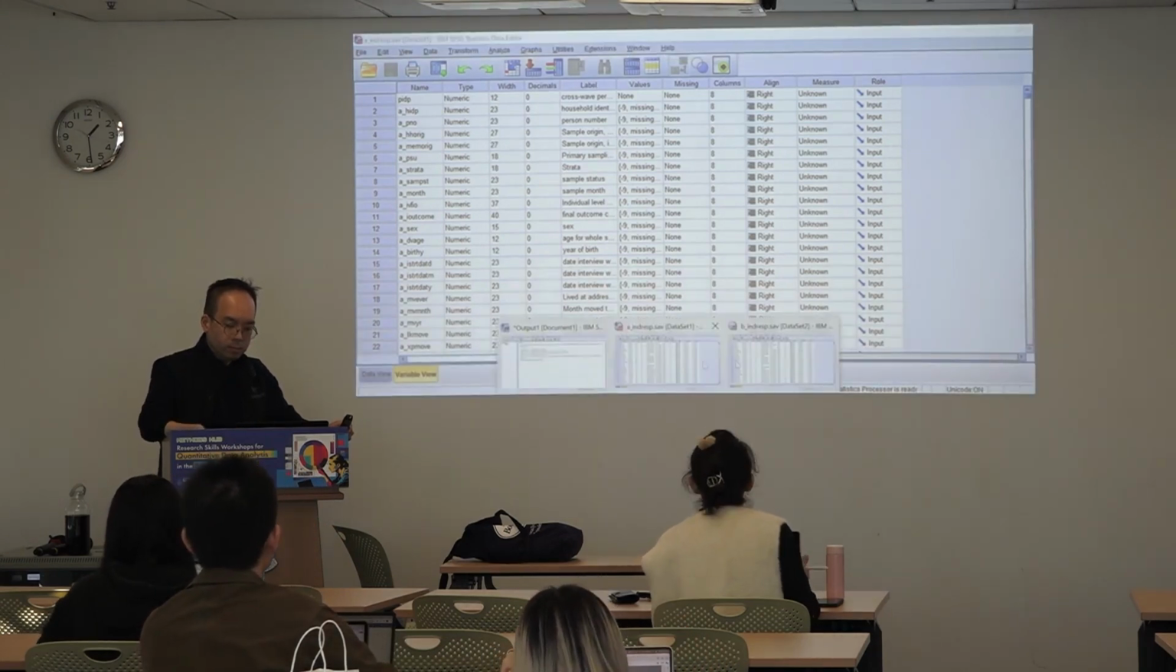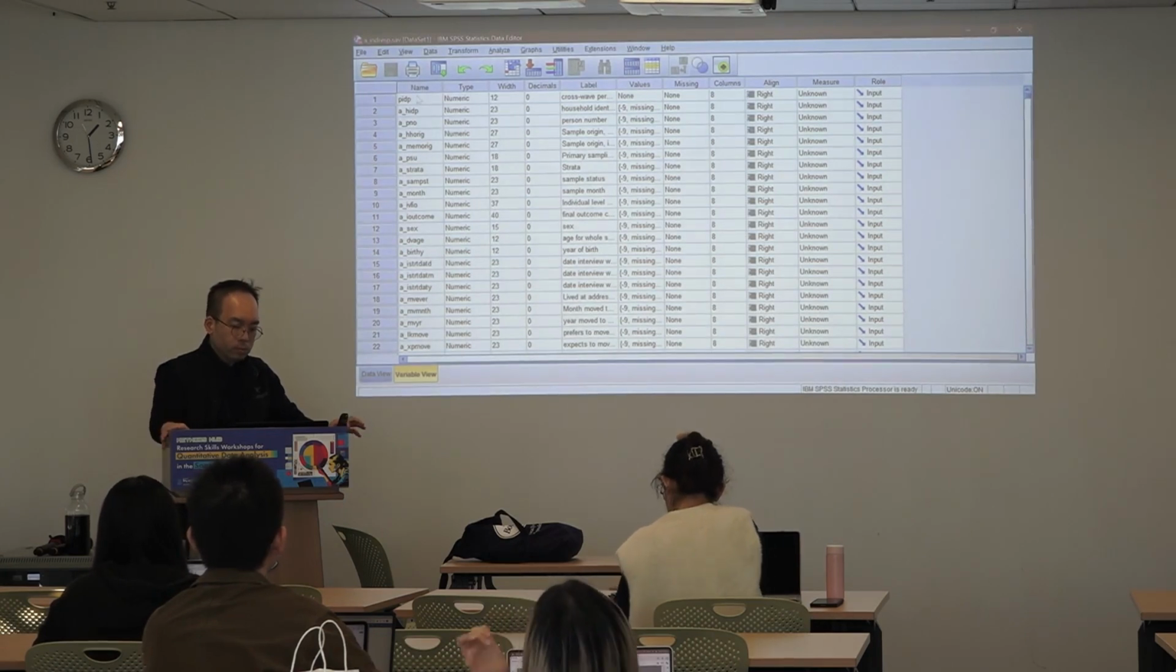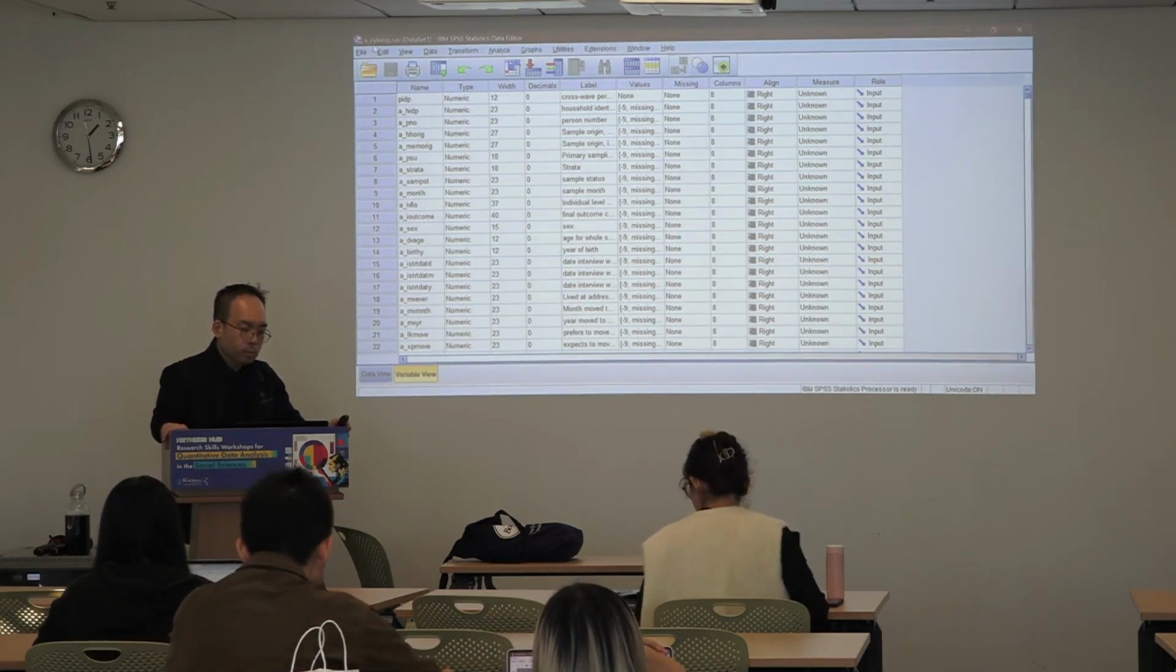First of all, make sure you have both data files open in SPSS. Next, go to the Wave 1 file. You can tell it's the Wave 1 file as it has an A as the first character, whereas the Wave 2 file has a B.